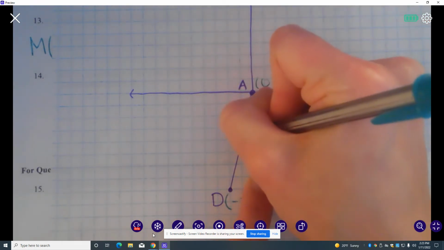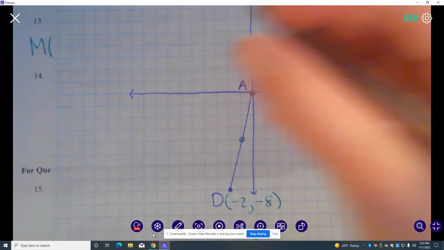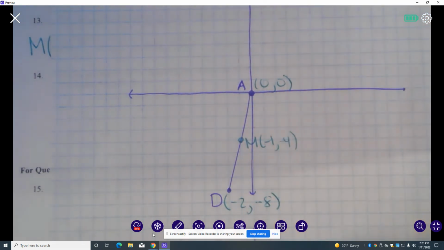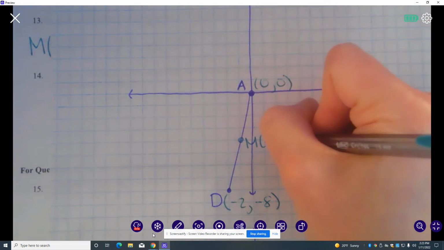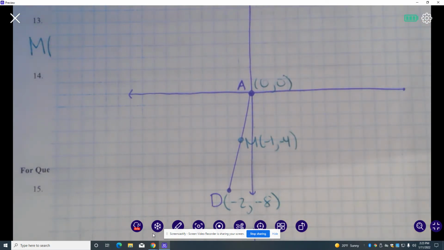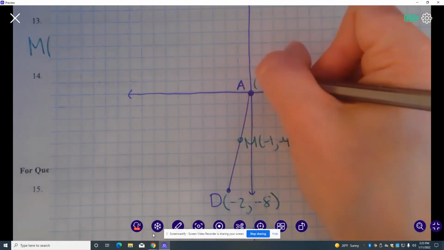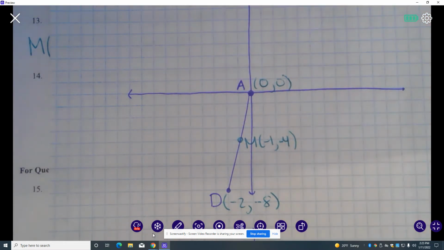And so I know, okay, that point there, which is (-1, -4), is the midpoint. That's not as exact as using the midpoint formula. Sometimes you might have a little bit of error in there, but this works most of the time if you prefer to use the graph.